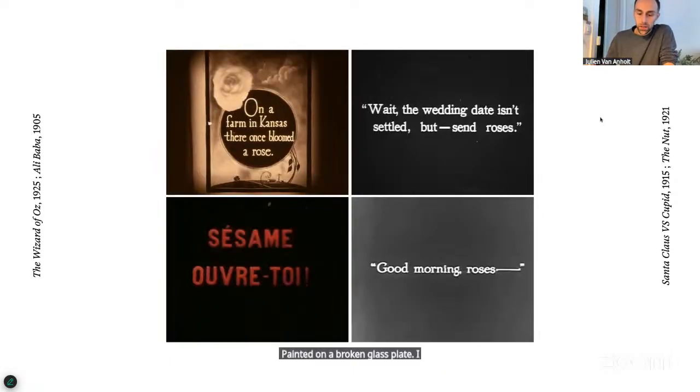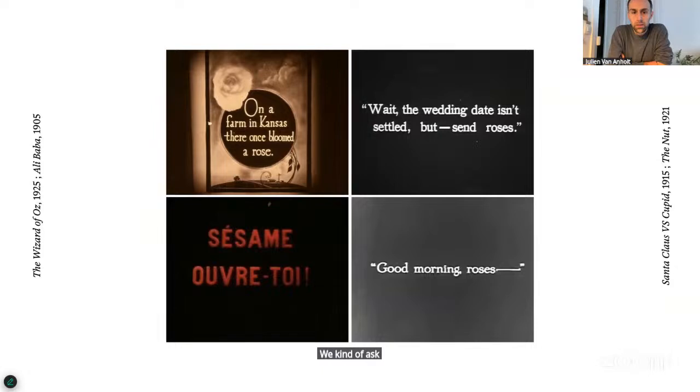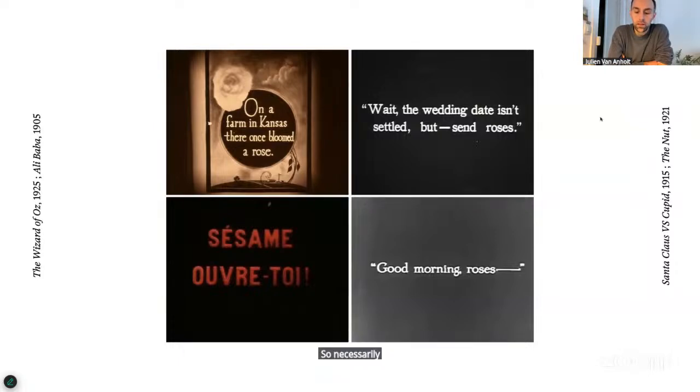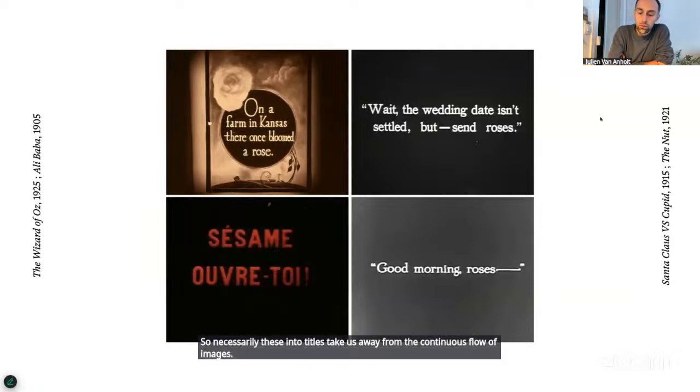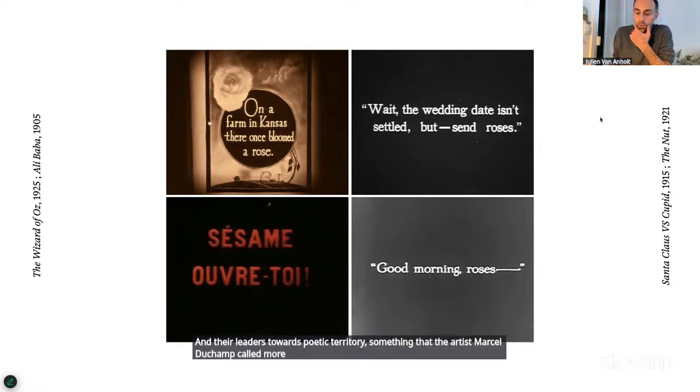I'm getting a bit conceptual here, but there is a paradox that's very close to my heart in the very status of intertitles. We kind of ask intertitles to be images and to be forgotten among the moving images, whereas their function is precisely to bring a legible text to the screen, which demands fixity. So necessarily, these intertitles take us away from the continuous flow of images, and they lead us towards poetic territory, something that the artist Marcel Duchamp called "more verbal regions."